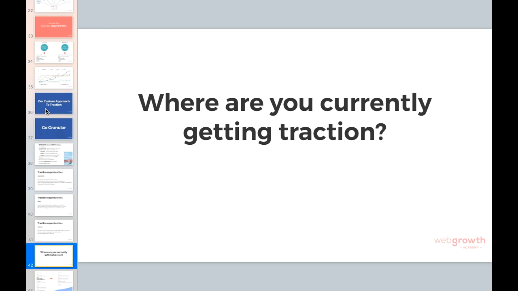So in ending, what are your current traction points? Or if you don't have a campaign yet, what could those traction points look like? So jot those down. Let us know what your thoughts are if you have any questions around that.